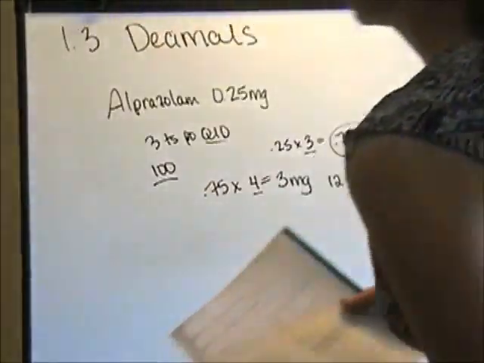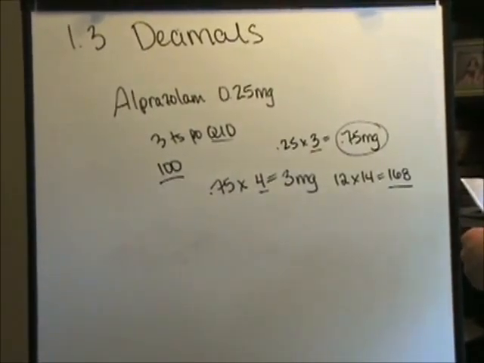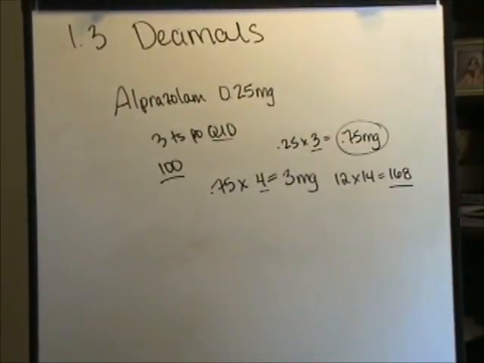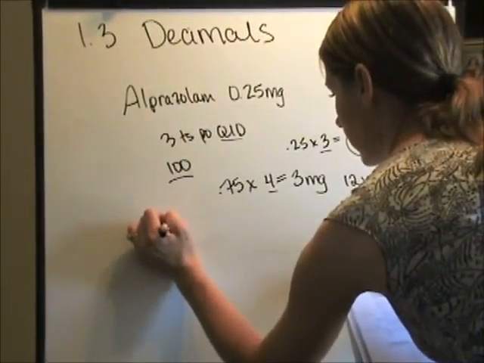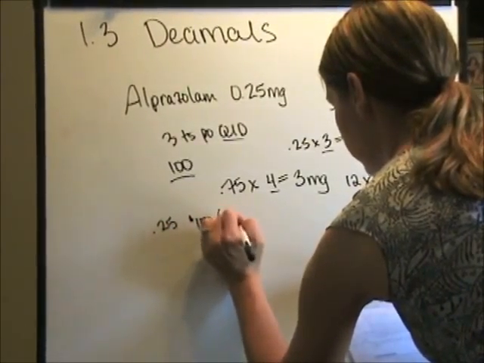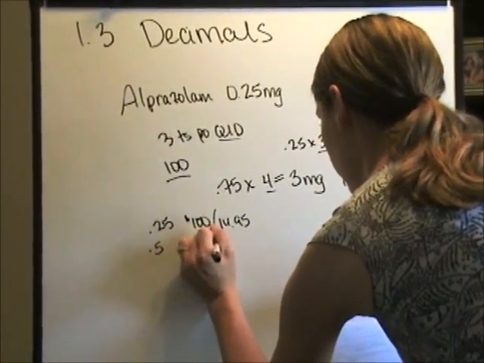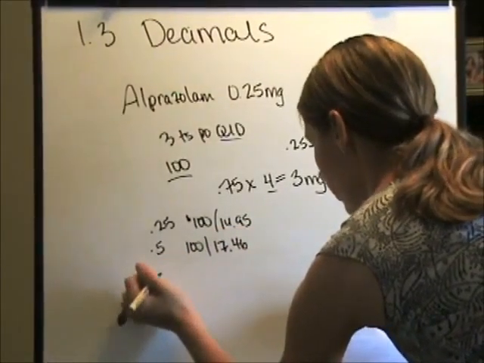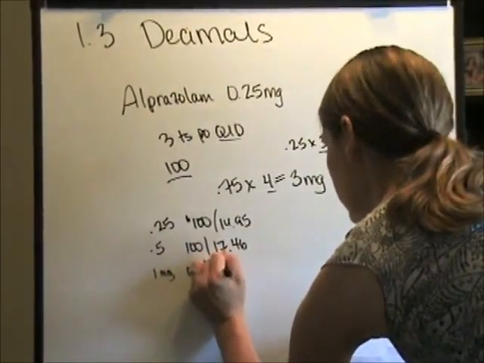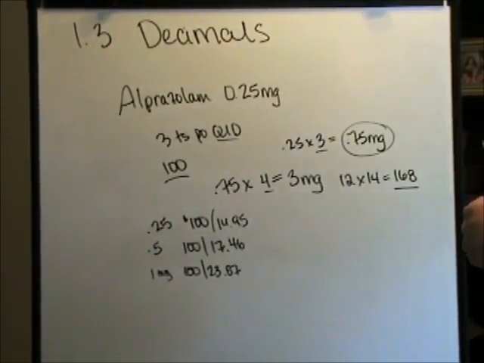Okay, let's look at letter E. The pharmacy plans to charge $7.59 plus the cost of the medication. The available products include alprazolam 0.25 milligrams, 100 tablets for $14.95, 0.5 milligrams, 100 tablets, $17.46, or the 1 milligram tablets, quantity 100, for $23.87. Select the appropriate product and calculate the price for the patient.